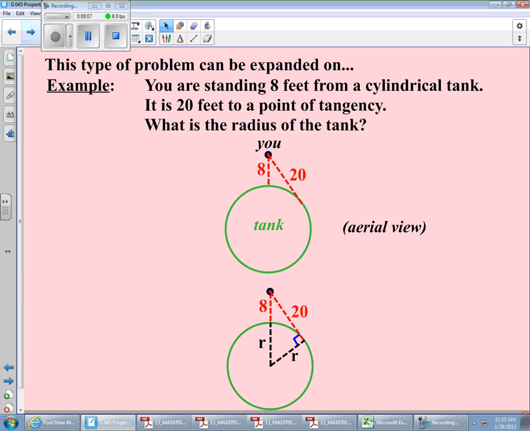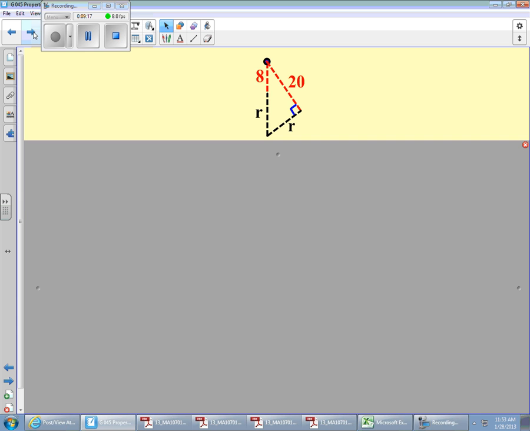Okay. Well, it's still a right triangle, right? How did we solve the last right triangle? Pythagorean theorem, right? A squared plus b squared equals c squared. So let's have a look. There's that triangle. I just took it out of the cylinder so we could still see it. What are the legs of this triangle?